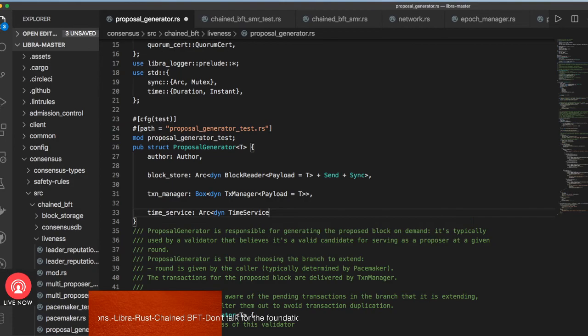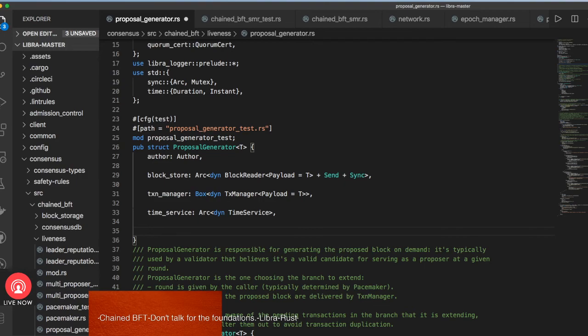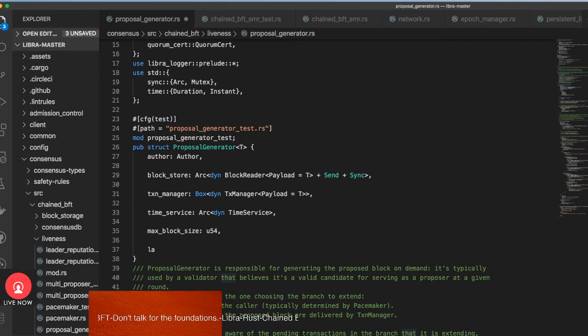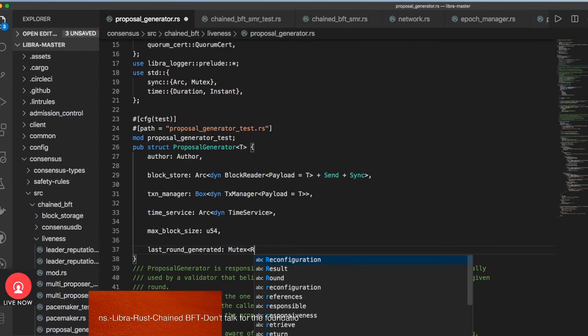And so far we can see here that this package of data and the struct of the way that Rust is all about the transaction manager, the last round generated, and also how to handle the query of finding the branch to extend and generating the proposed block. So this max block size and the last round generate, it's a round.